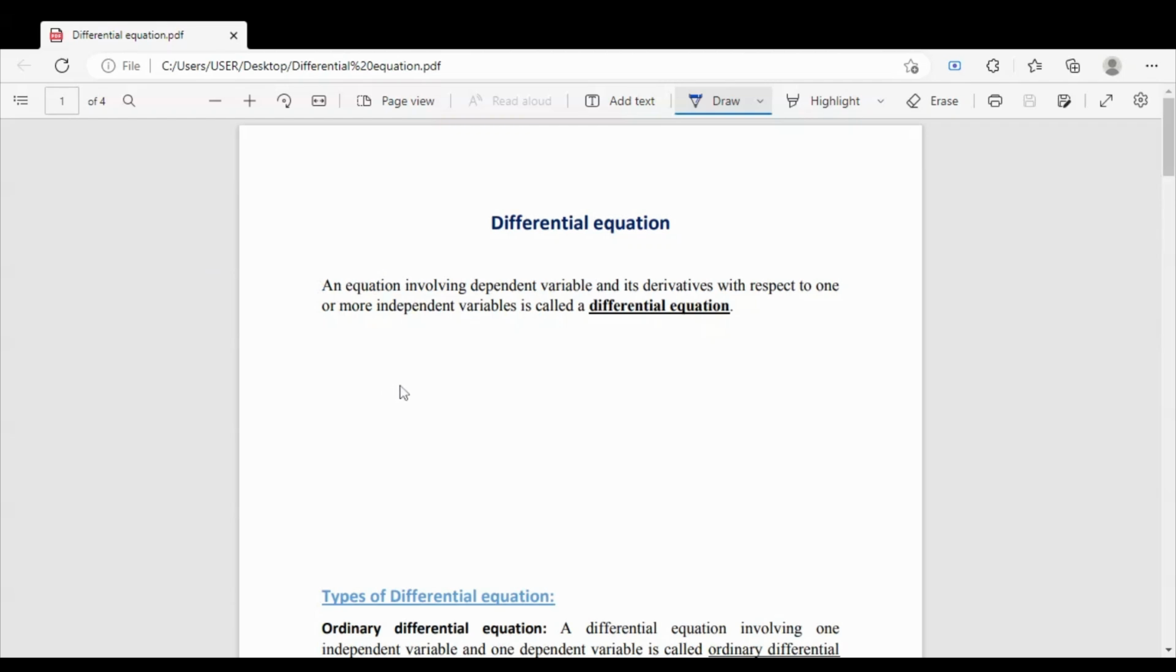Differential equation. Before going to the definition of differential equation, let us consider one example. Consider one equation like this: d square y by dx square minus y dy by dx plus x equal to 0. This is one example of differential equation.